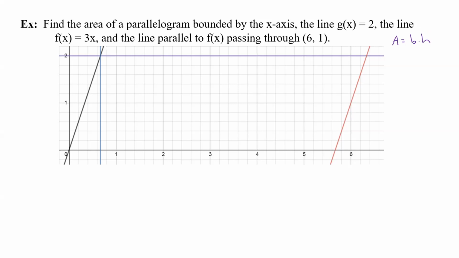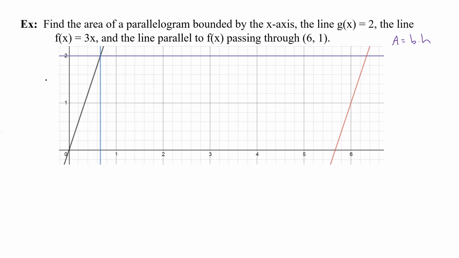This one says it's the area of a parallelogram bounded by the x-axis, so again it's all the way down at the bottom, just the x-axis. It passes through the line g of x equals 2, so y equals 2, that's the purple line. And the line f of x equals 3x. I did all this so I didn't have to hand draw it in. Then we want the line parallel to this, but through the point (6, 1). So we moved it over, and here's the point (6, 1), and it's parallel. Basically we go up 3, right 1, up 3, right 1, and that would be our point here.